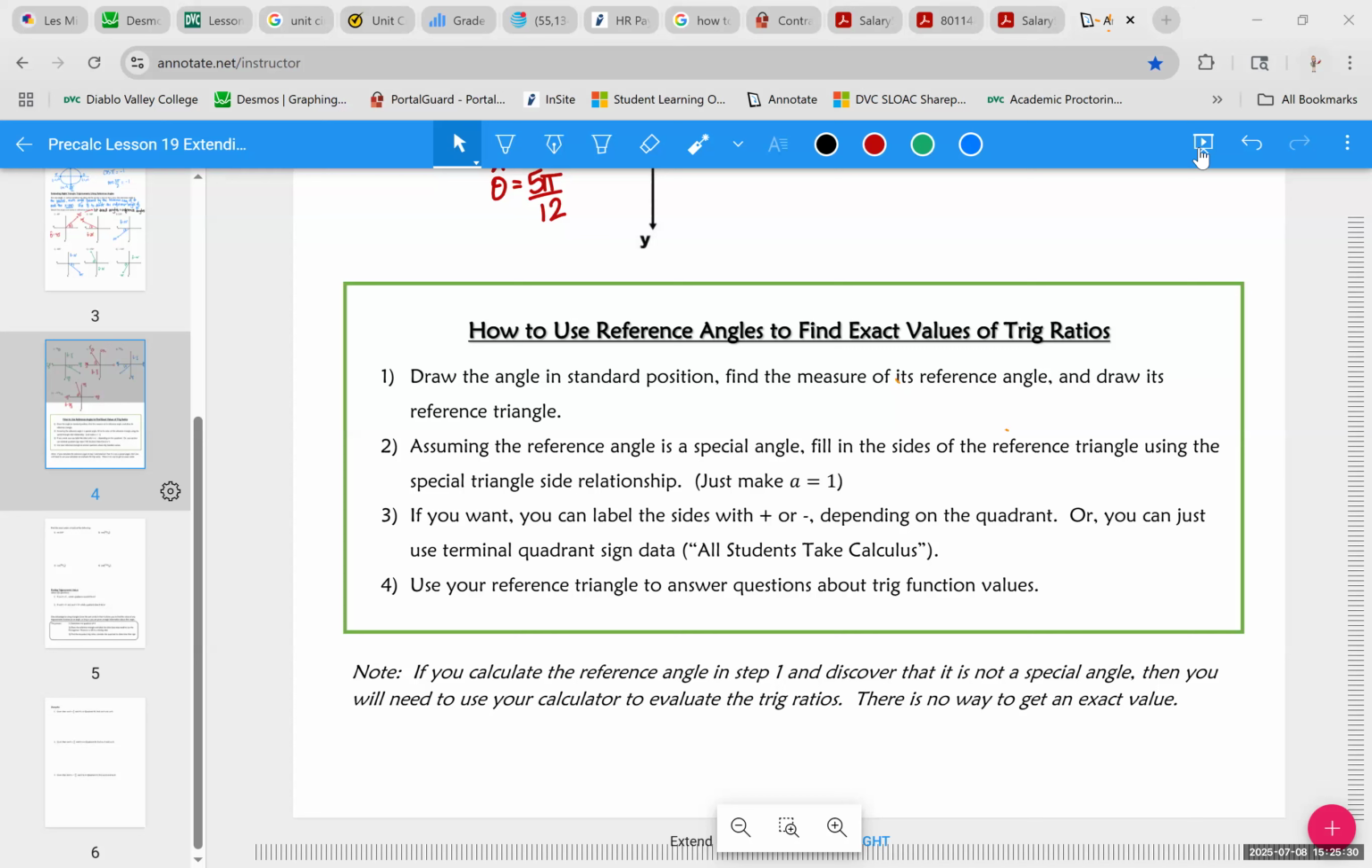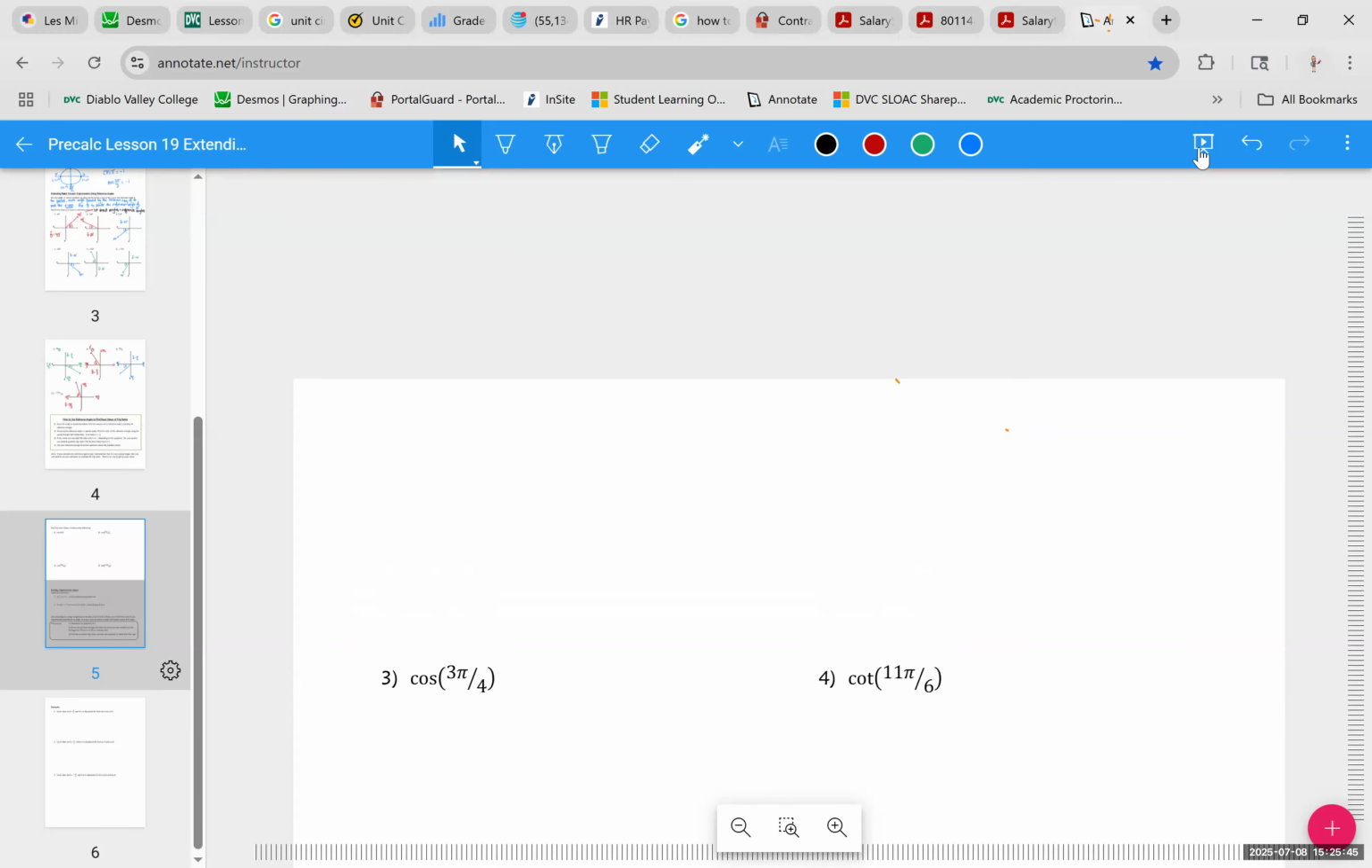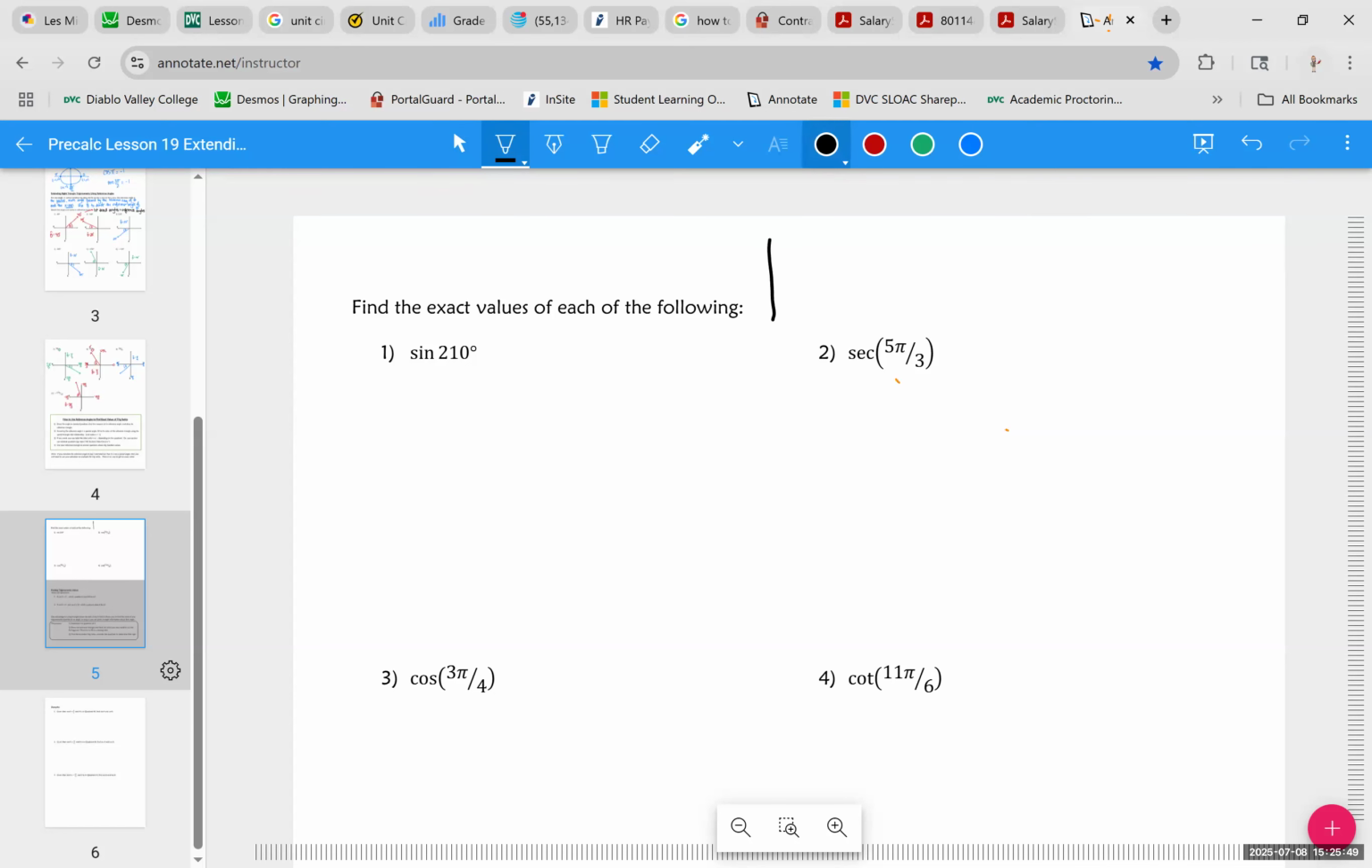So what I'm going to do is come over here to the examples and do one for you. And then we're going to go back and talk about the how-to. Okay, so in order to do this, and I'm going to draw them up here just so we have them, you're going to need your two special triangles.